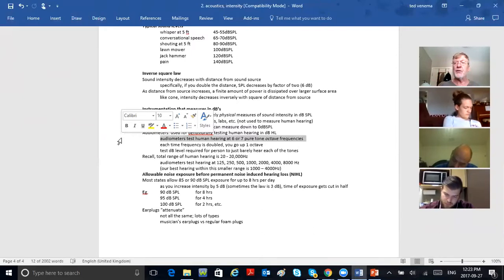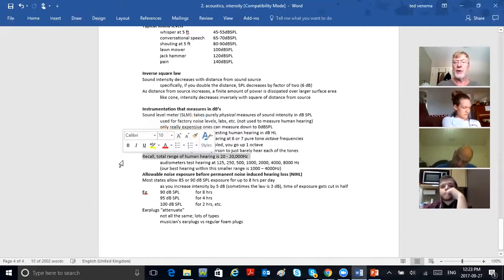Count how many frequencies you have. 7. So we test hearing at 7 different frequencies. Okay? 125. And notice that the numbers are doubling each time. When you double the frequency, you go up 1 octave. Okay? Recall, total range of hearing is 20 to 20,000 hertz.